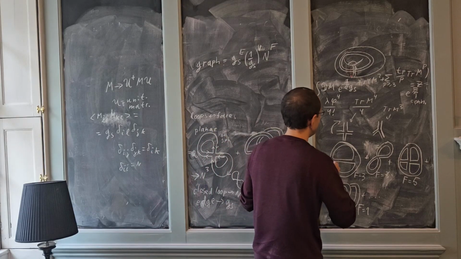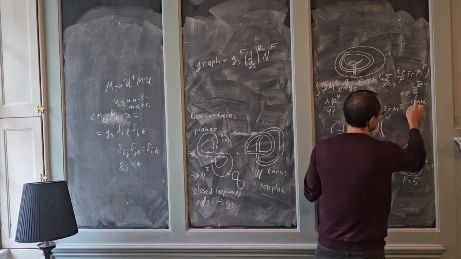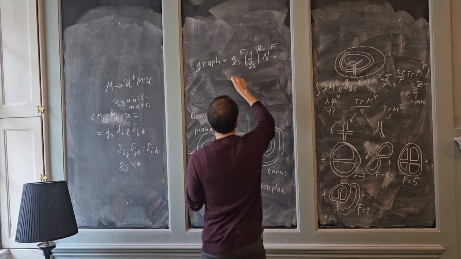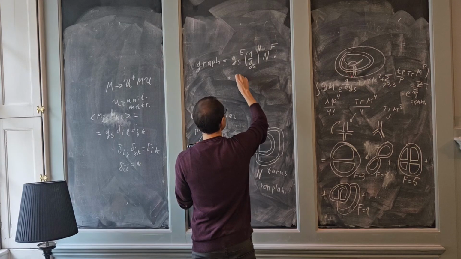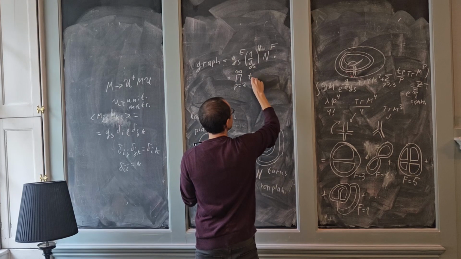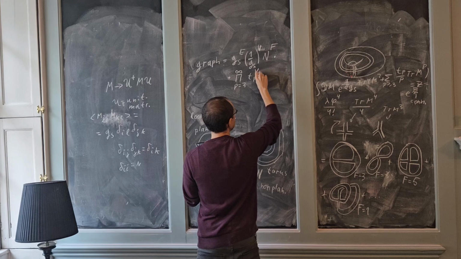Okay, and then, of course, each vertex brings with it also the coupling. So this is multiplied by the product over p equals 3 to infinity of t_p to the power of the number of vertices of this degree.